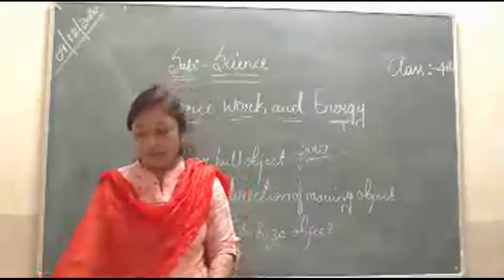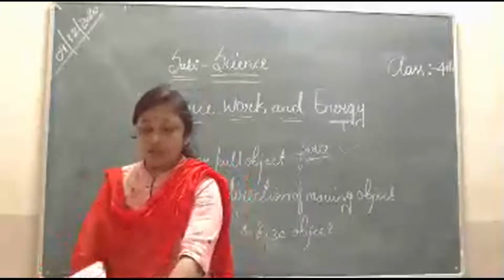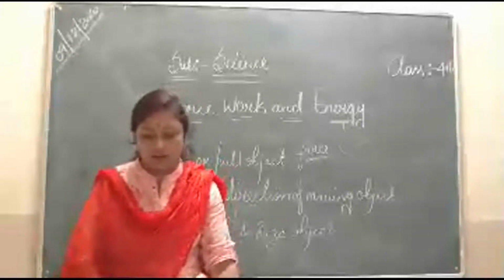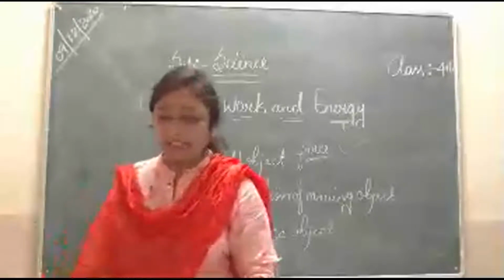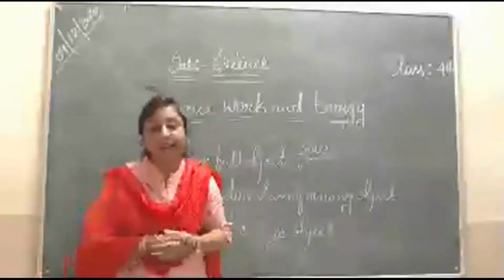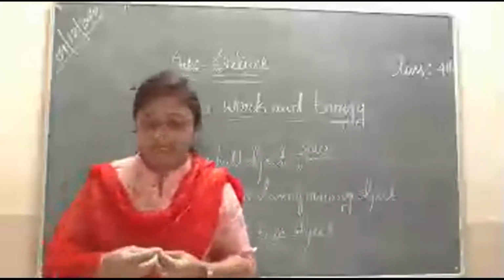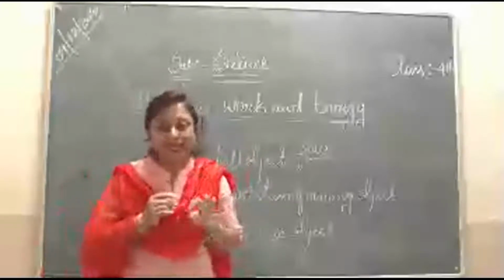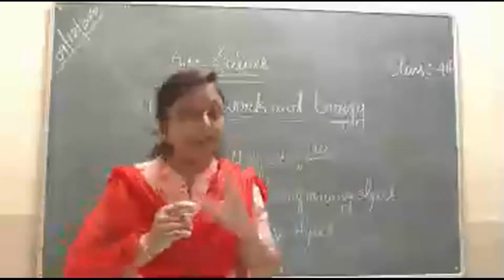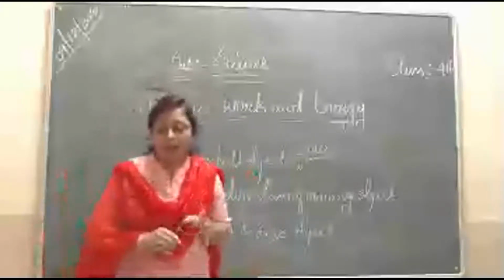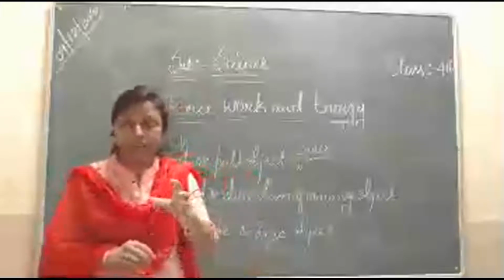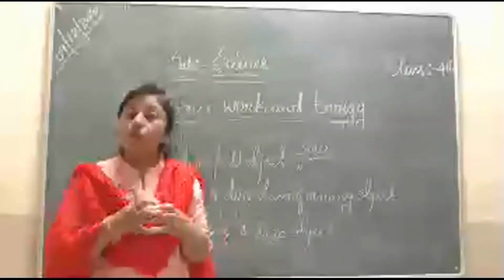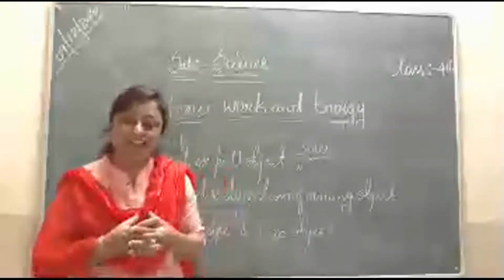We apply that force with our muscles to do some work, and that is called muscular force. Next, magnetic force. A magnet can attract nails. Nails made of iron, metal nails, not these nails. The magnet will pull the nail towards it with the help of some force. This force is known as magnetic force.